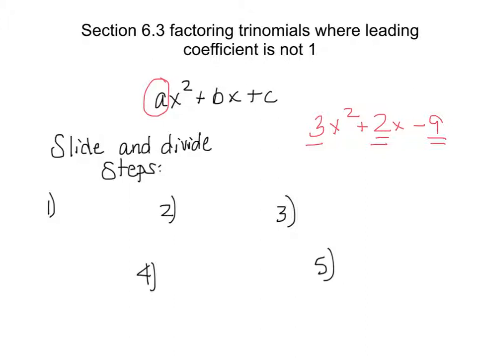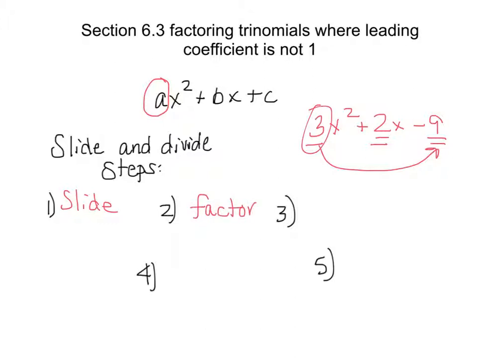So an easy way to do this is by learning this process called slide and divide. If you can get these 5 steps down, you'll be able to factor these every single time on a consistent basis. So the first step in slide and divide is to slide that leading coefficient and multiply it by the last number. Some people may have learned this as my AC method. I'm going to take this 3 and I'm going to slide it over to the 9 to create a 27 at the end.